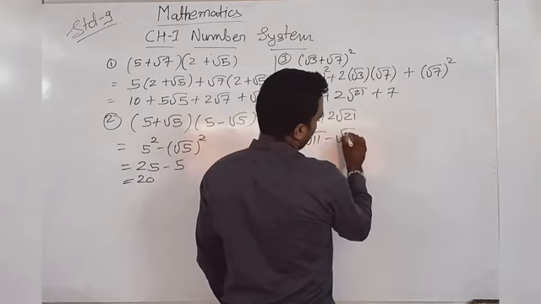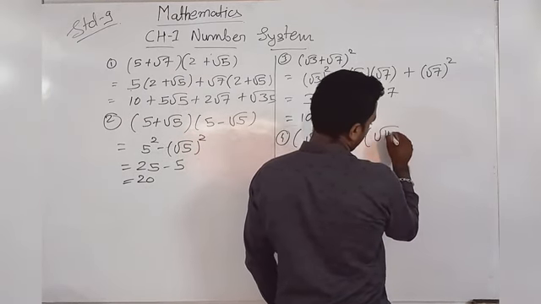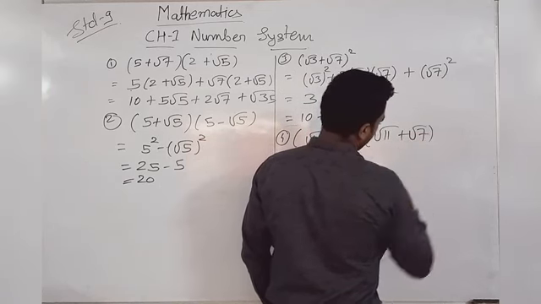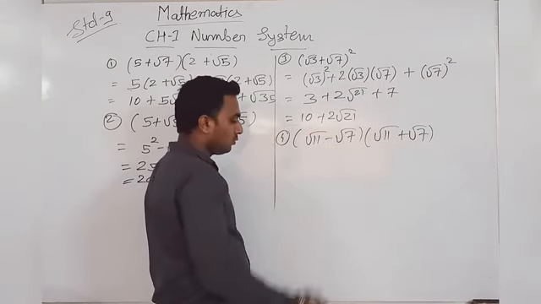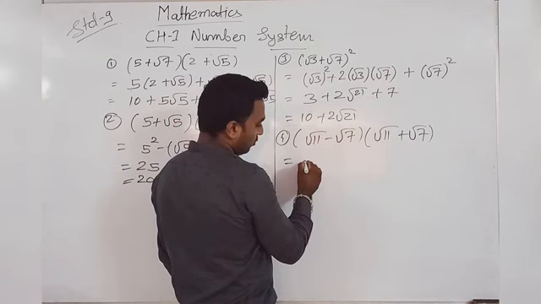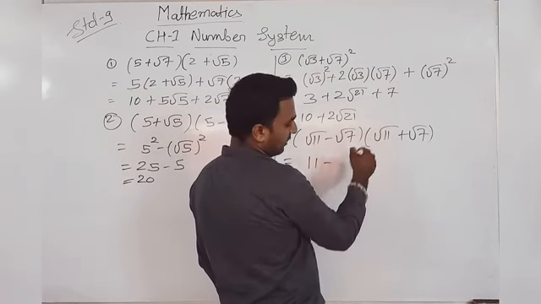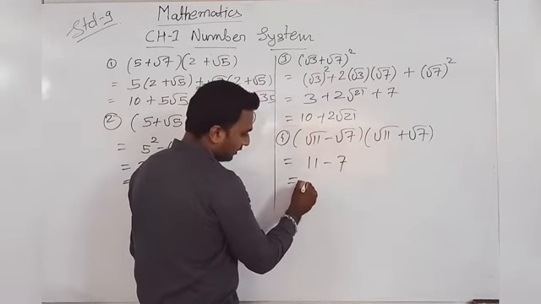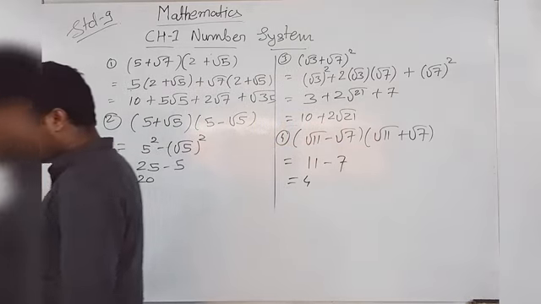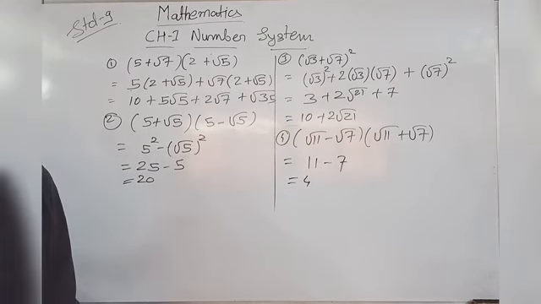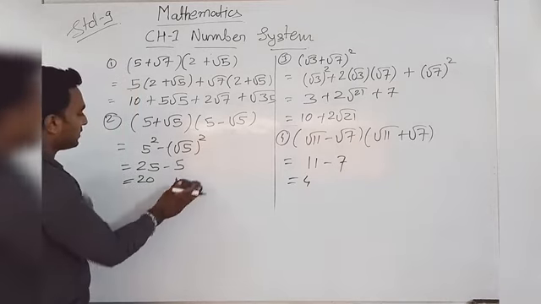Then next, root 11 minus root 7, here root 11 plus root 7. We have to do (a minus b)(a plus b), so a square minus b square, root 11 square is 11 minus root 7 square is 7. So 11 minus 7, that is 4. Clear?